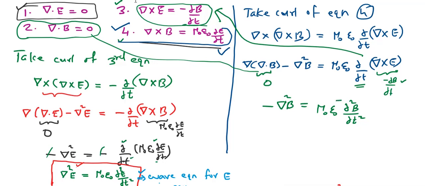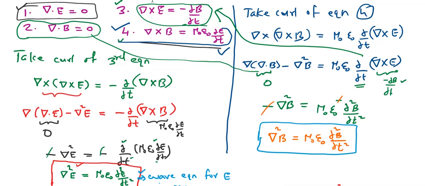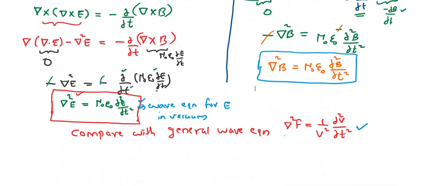With a minus sign, and these minus signs will be cancelled out. That is, del square B can be written as mu 0 epsilon 0 dou square B by dou T square. And this is the wave equation for magnetic field.